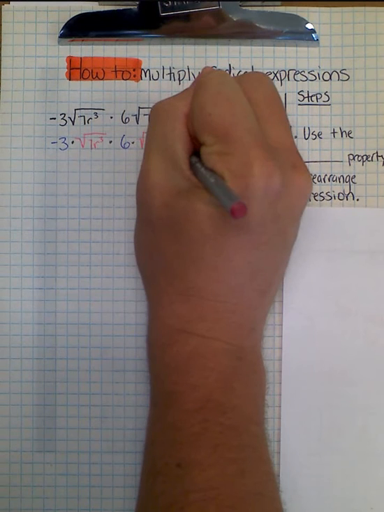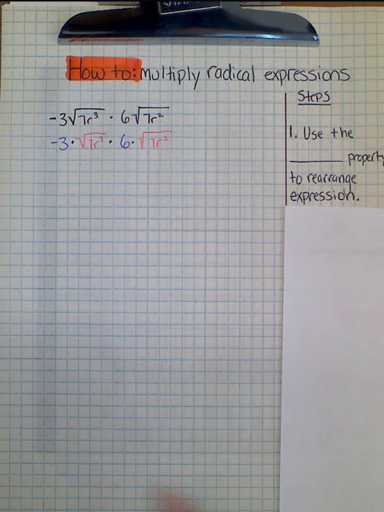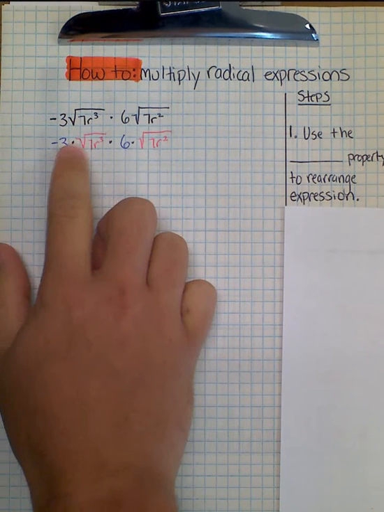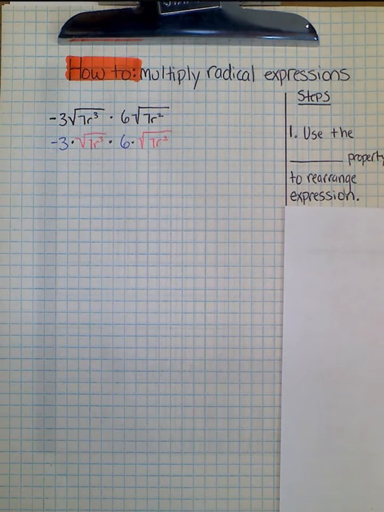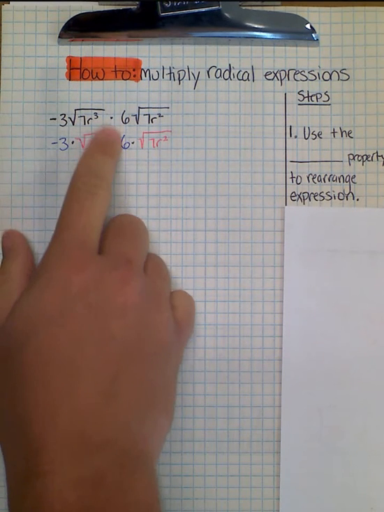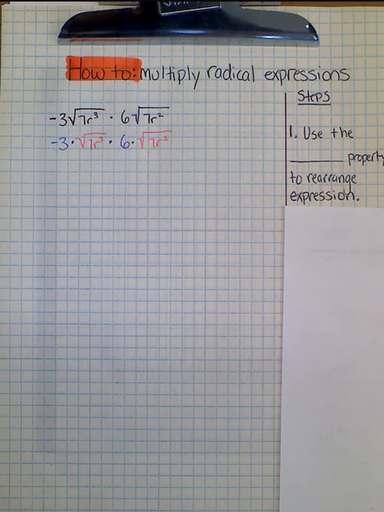Okay. So this is not my first step. I just rewrote the problem in different colors, and as you can see, I have 1, 2, 3 multiplication signs. A couple were hidden, and then our original one, of which we're multiplying the two radical expressions.